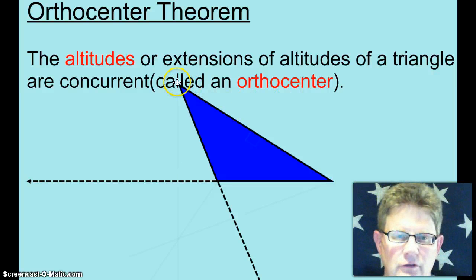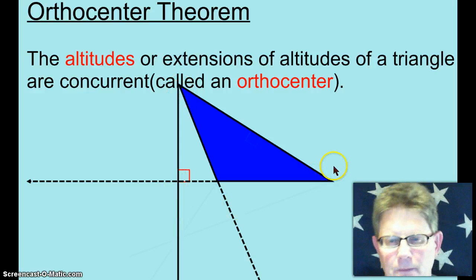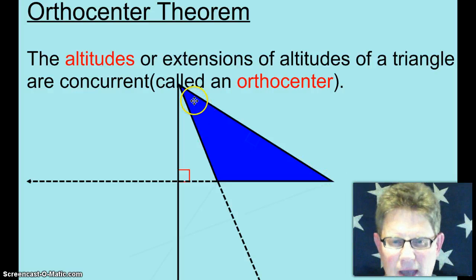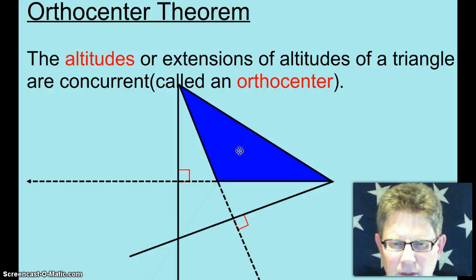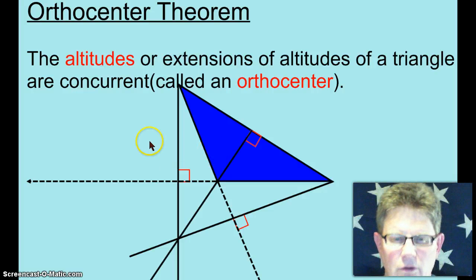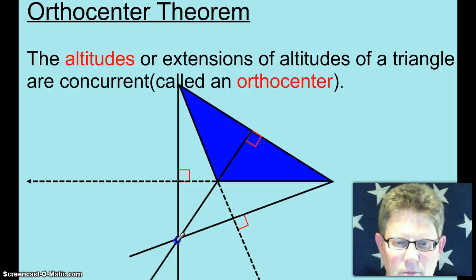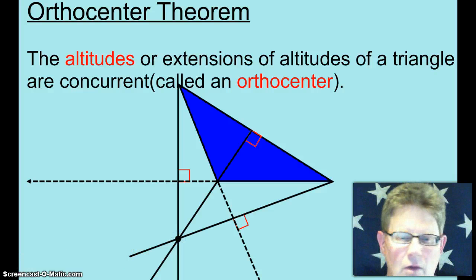So, from this vertex, drop an altitude down perpendicular to this side, but we have to extend that side in order to do it. There is the altitude drawn to that side. Draw a perpendicular to the opposite side right here. We have to extend the side. There's the perpendicular drawn. And then the altitude drawn from this vertex to the opposite side looks like it's going to be about right there. And notice that those three altitudes, when I extend them, all meet at this point right here, which is called the orthocenter. Alright, I think I've got one more screen for you.